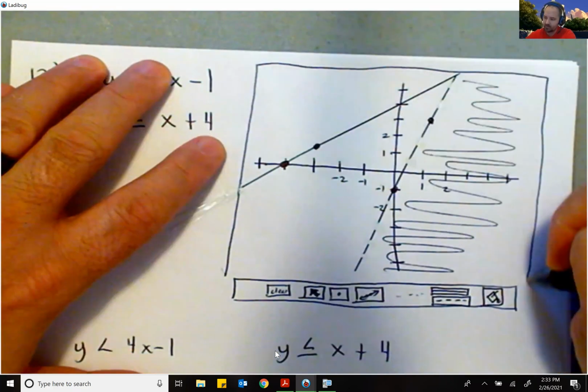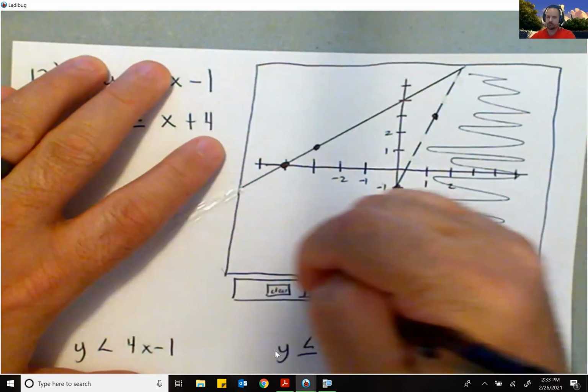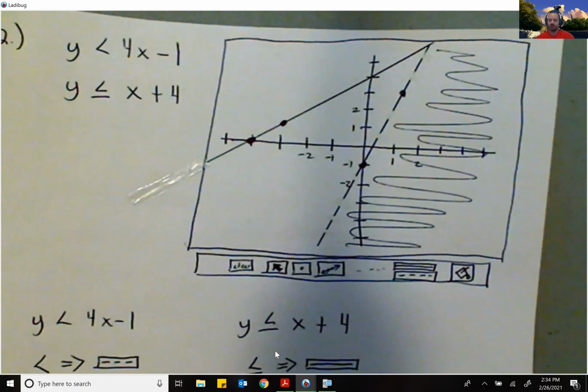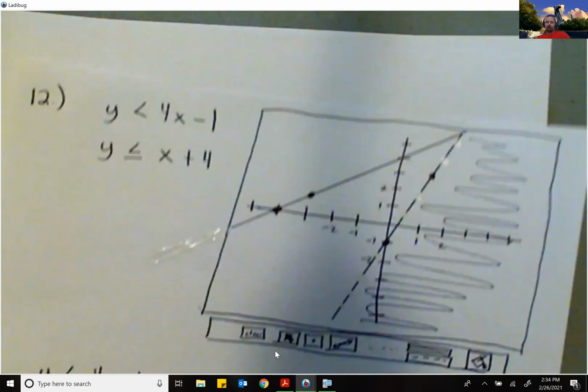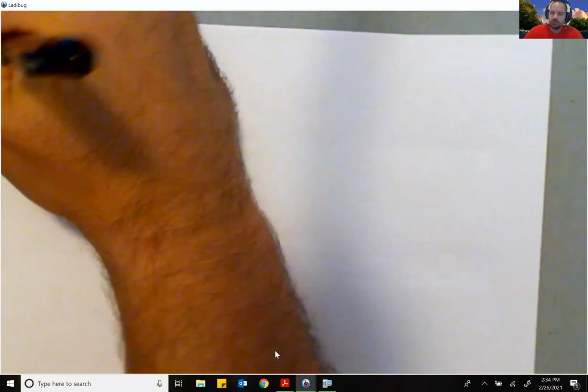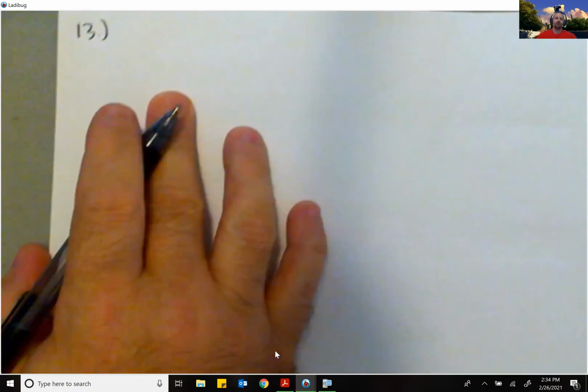Any questions about number 12? So there are 3 actual graphing problems. It's all done in my math lab. And there are 2 word problems. And that right there wraps up systems. From here on out, this is all about factoring and long division.